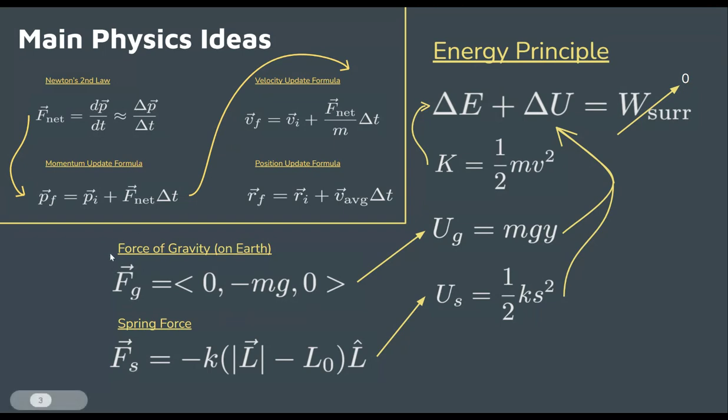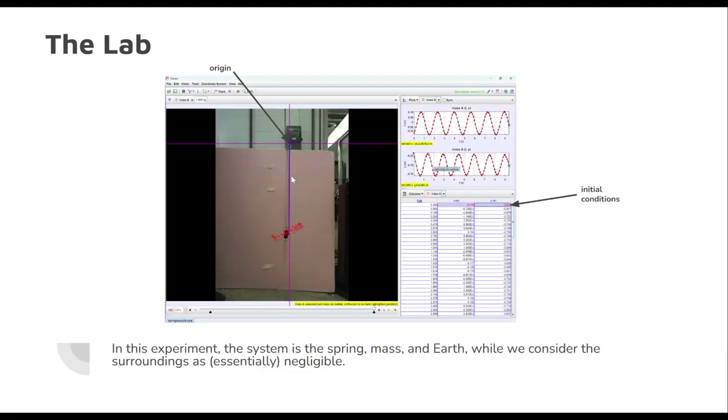And then we're introducing the force of gravity on Earth and the spring force, which come into play as potential energy for the energy principle. And so for delta E, we have kinetic energy for this problem, which is 1/2 mv squared. And then for delta U, we have potential gravitational energy and potential spring energy. And those are the only two for this problem. And since we are considering everything regarding this problem in the system, essentially the surroundings do no work, so this goes to 0.